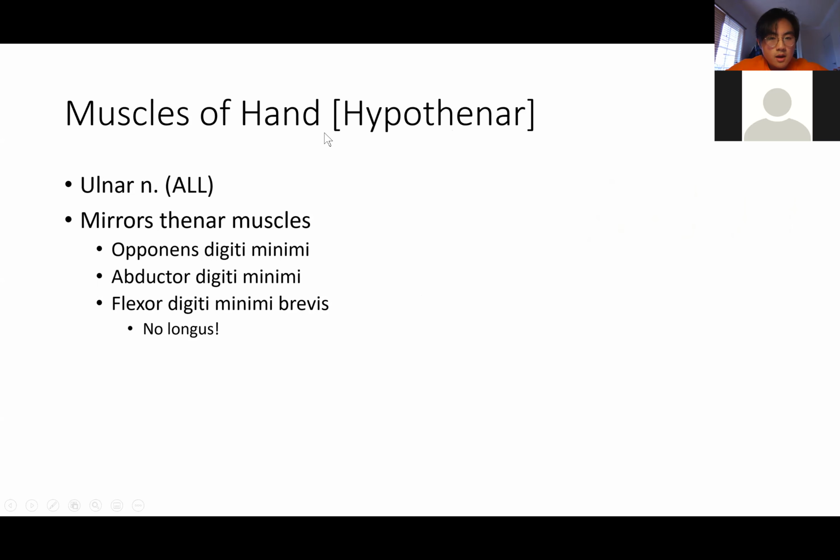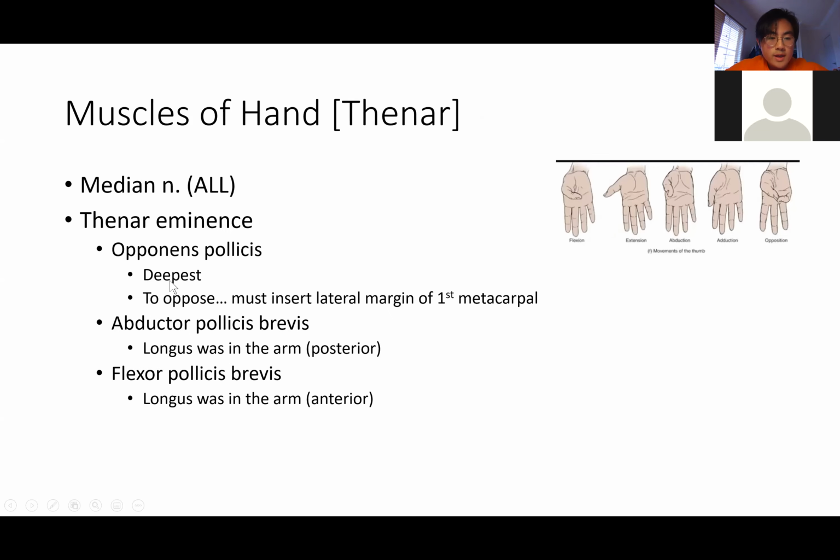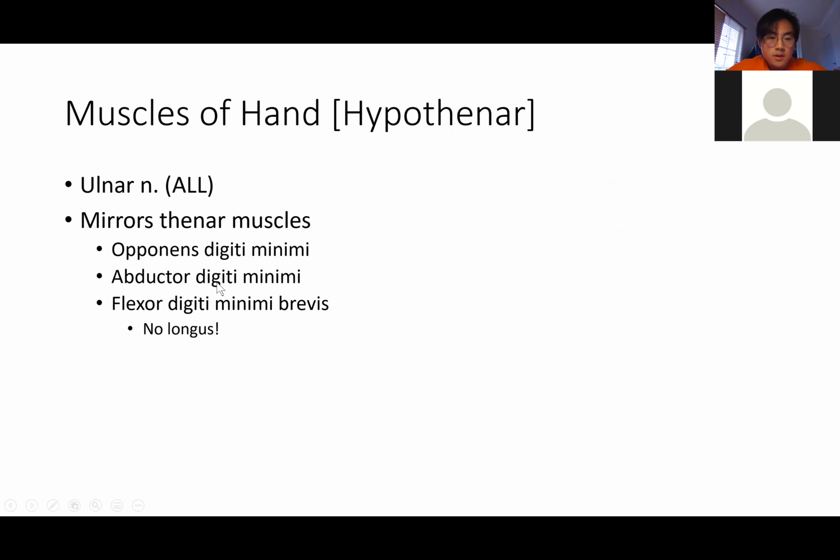Now for the hypothenar muscles, they're the ones sort of below your pinky, on the other side of the thenar eminence, opposite to the thenar eminence. And the muscles all mirror the thenar muscles. So before we had an opponens pollicis, so we'll have an opponens digiti minimi. Before we had an abductor pollicis, so we have an abductor digiti minimi. Same thing with the flexor.